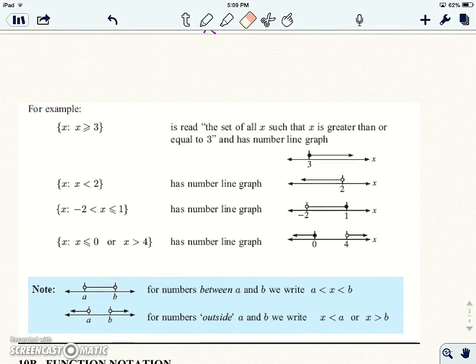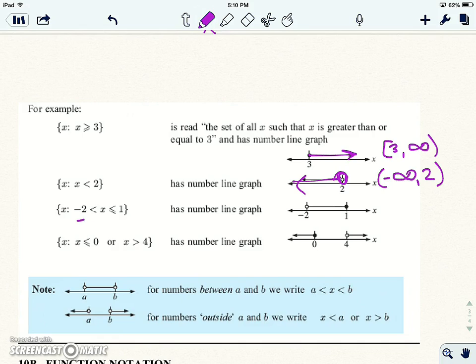Okay, here's some other examples. Just like before, x is greater than or equal to 3. That's all numbers 3 or bigger. x is less than 2. That's everything less than 2. If you wanted to write these in bracket notation, again, that would be from 3 to infinity. This one would be from negative infinity up to, but not including 2.